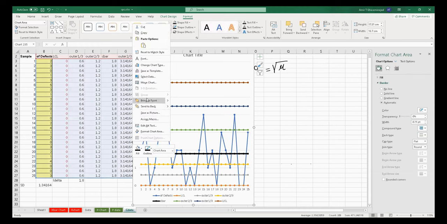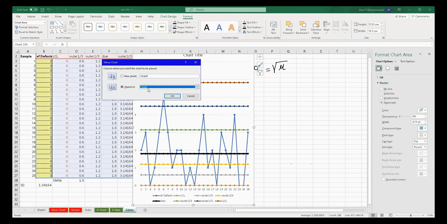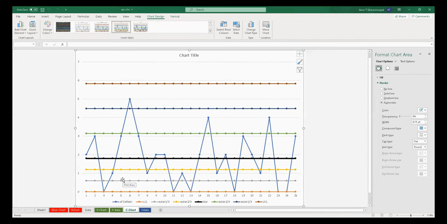Let's move the chart to a new page, and this one we call C chart. Count chart. And what is your judgment? Is this process in control? So what is the first rule? Eight points in a row above or below the center line. Very good. We don't see eight points in a row.